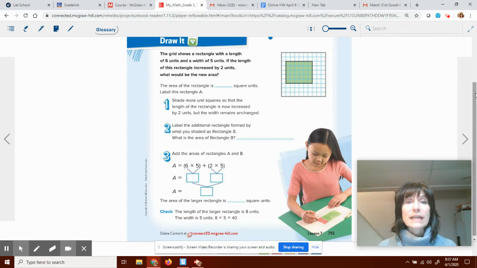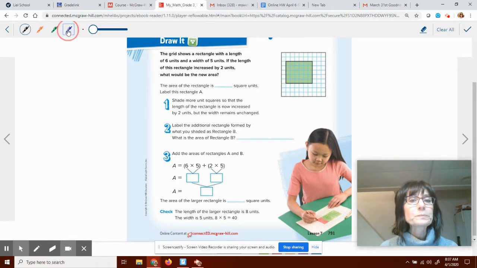All right. So let's go ahead and let's begin on 791. The grid shows a rectangle with a length of 6 units and a width of 5 units. So we have our length with 6, our width with 5. If the length of this rectangle increases by 2 units, what would be the new area? Remember now, a unit is each one of these little squares. So let's go ahead and figure out this area first. Remember our magic formula, that area equals length times width.